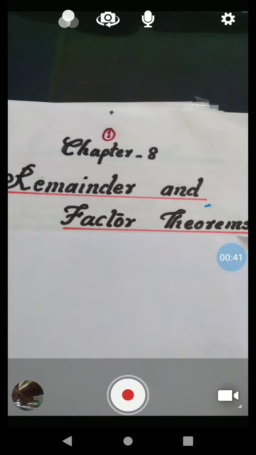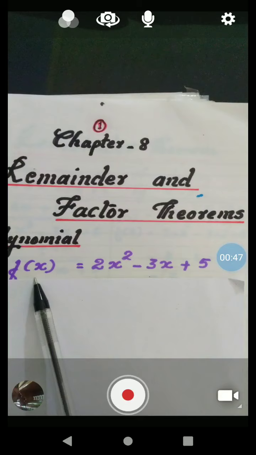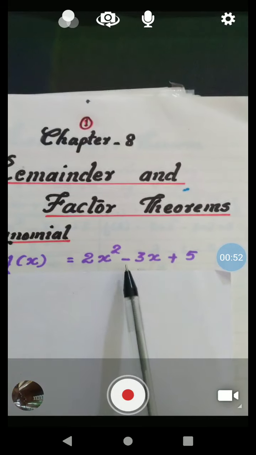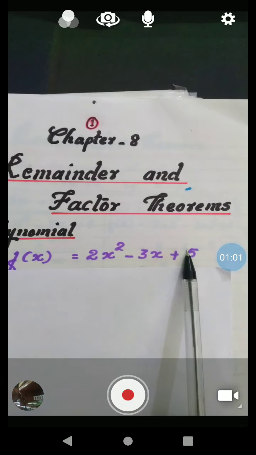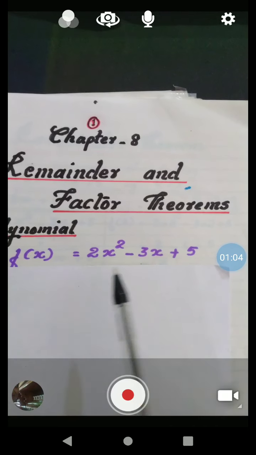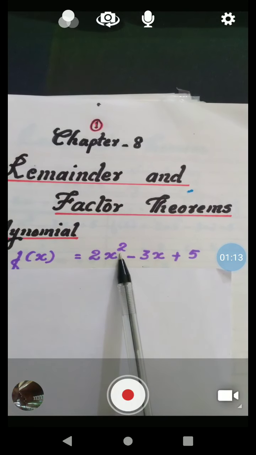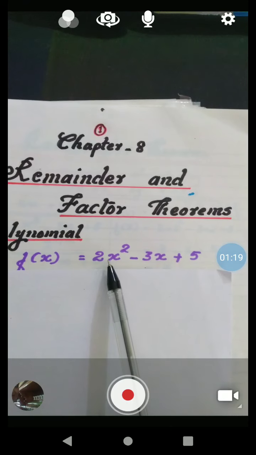For example, consider one polynomial. The name of that polynomial is f(x). Consider the polynomial 2x square minus 3x plus 5. It is a polynomial having three terms. Do you remember what the power of that polynomial is? Here the power of the polynomial is 2. These things you have already learned. So f(x) is 2x square minus 3x plus 5.